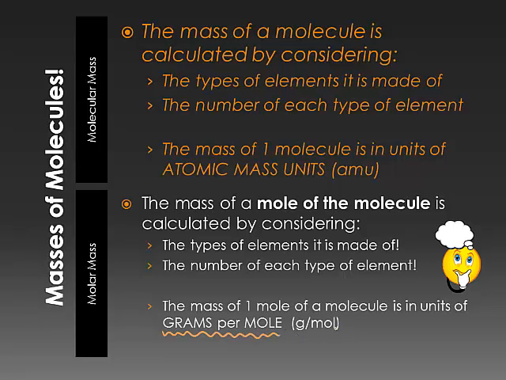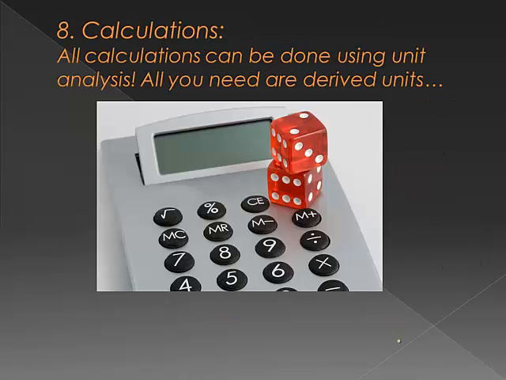You can write it as grams/mole, but really what I want you to know is that it's a unitary rate. So we have grams over moles. So we've got something that we can flip. Next day, we're going to be looking at calculations, and they can all be done by using unit analysis. All you need are the derived units. And there's 2 that we know so far.